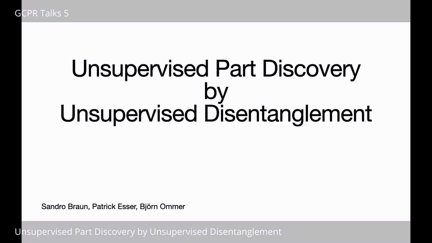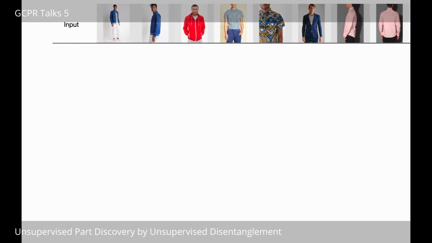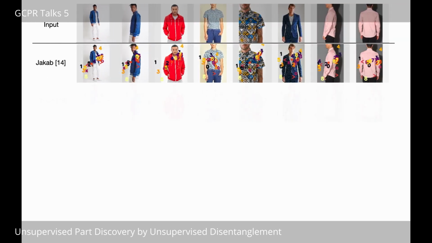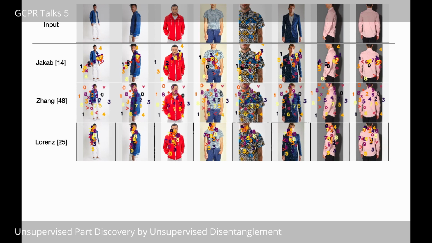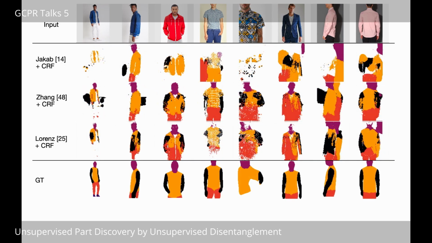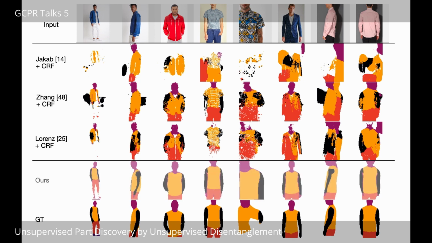In recent years, we have seen a lot of work on unsupervised keypoint learning. For example, from Jakab et al., from Zhang et al., and from Lorenz et al. These methods work great for keypoints, but they don't scale well to segmentation problems, even with CRF post-processing. We thought, can we do something different? And we had an idea.